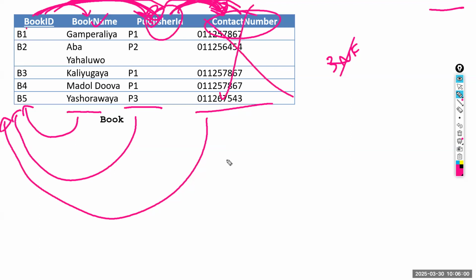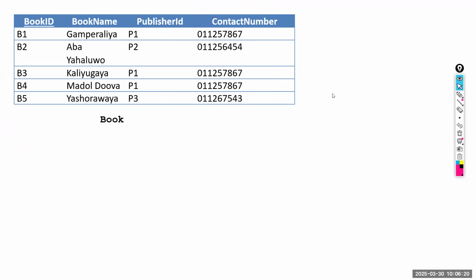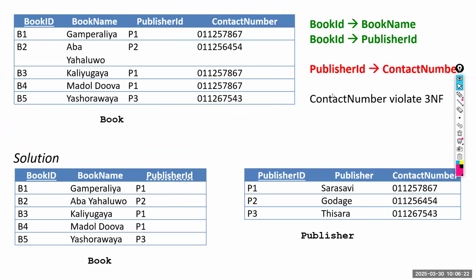This should not be here. Having publisher ID as a foreign key is okay, but this contact number should go into what? The publisher table, not here. This is the publisher's contact number. That is why every time your publisher is P1, the contact number is this. So take it out and put it into the publisher table. That is the solution. So this contact number must be in the publisher table. That solves the problem.